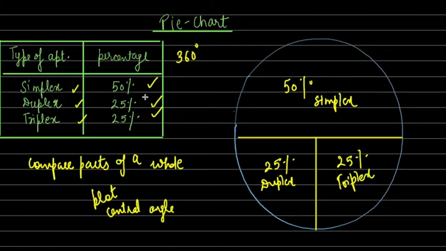And if you take the sum, 50 plus 25 plus 25, it will give you 100%, right? So this is how you have to represent the given percentage of anything on a pie chart, which is a complete circle of 360 degrees.